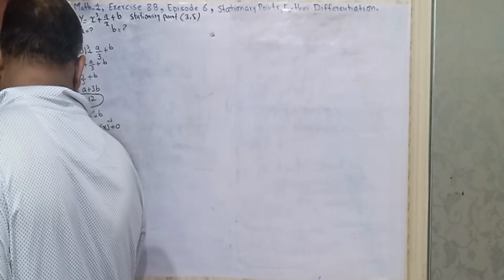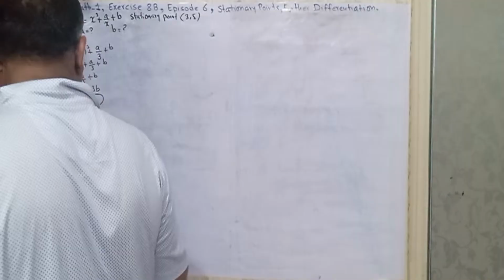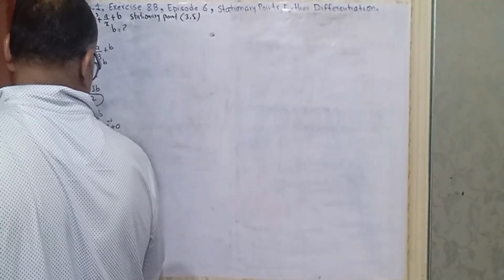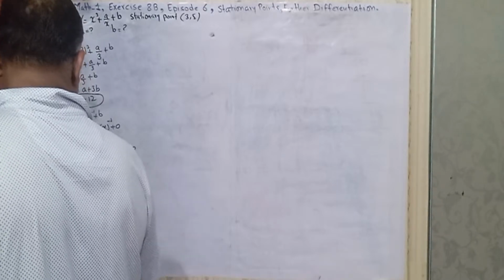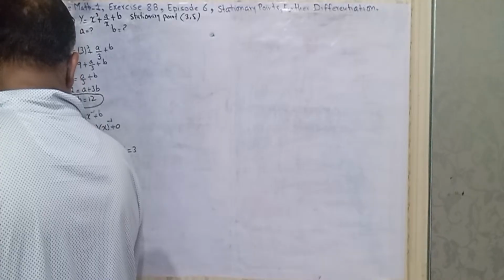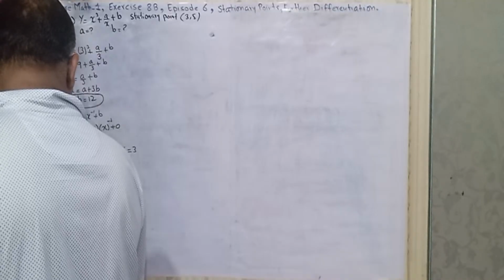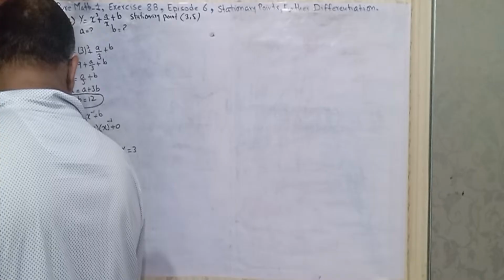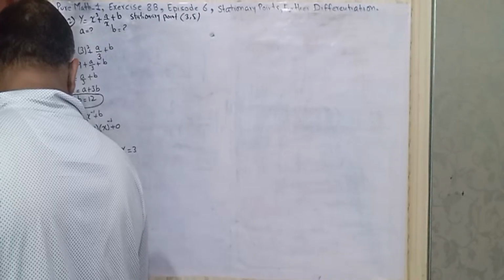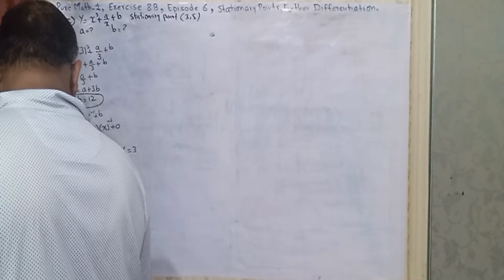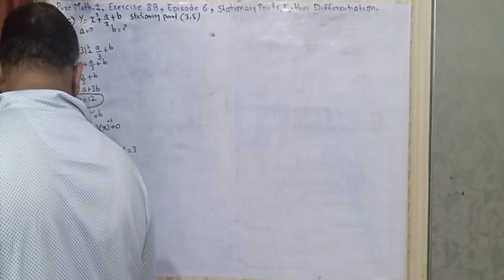So that means 2x minus a by x squared equals 0. What is the value of x? That is 3, and dy by dx is 0. So 2 into 3 minus a divided by 3 squared equals 0. This is 6 minus a by 9 equals 0. So minus a by 9 is equal to minus 6, so a is equal to 6 into 9, and a will be equal to 54. I got the value of a.